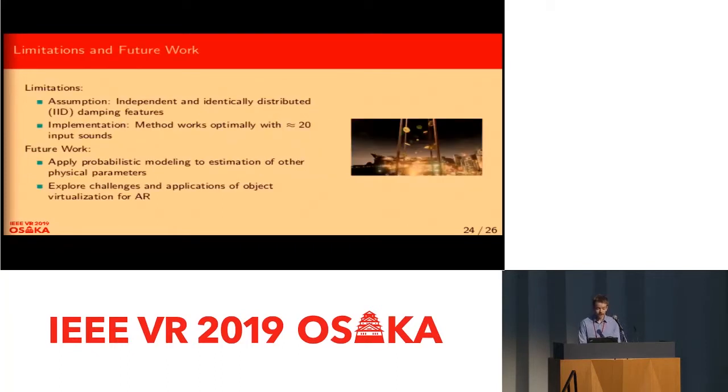A few limitations of our work are that we assume that our damping features are independent and identically distributed, which may not hold up in practice. And while our method can work with a small number of input sounds, we found that optimal results were achieved with about 20, which may still require some time and effort to acquire. For future work, we would like to look at applying probabilistic modeling to estimation of other physical parameters. We would also like to explore the challenges of object virtualization for augmented reality applications.